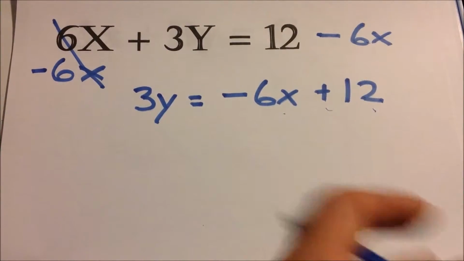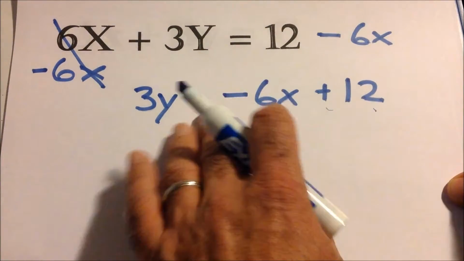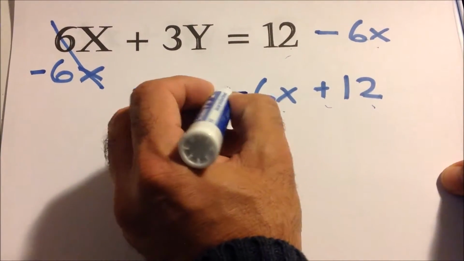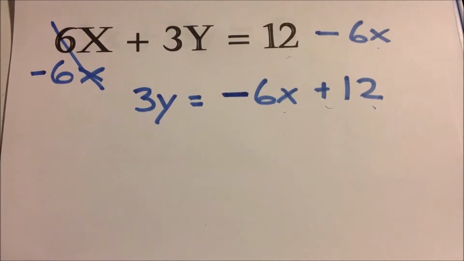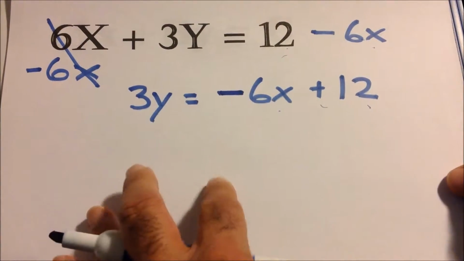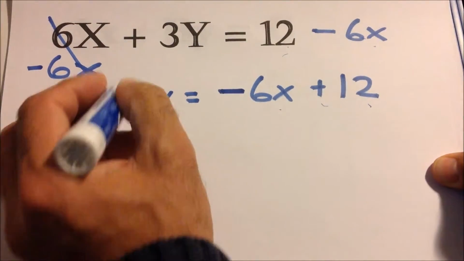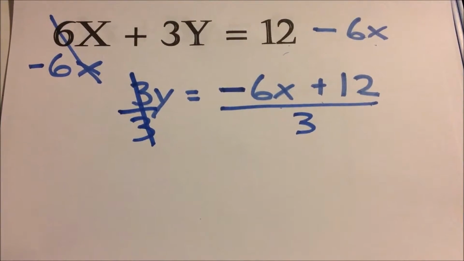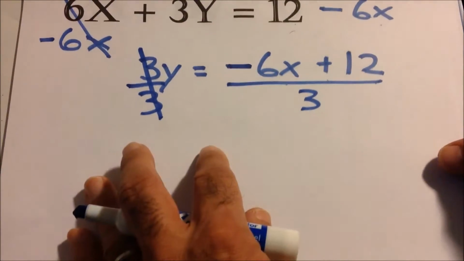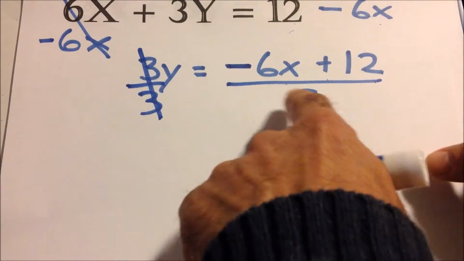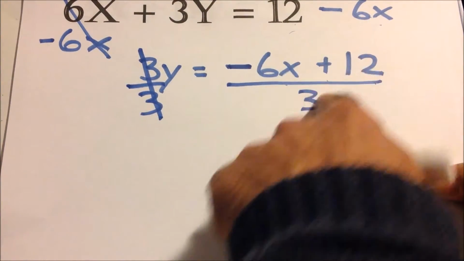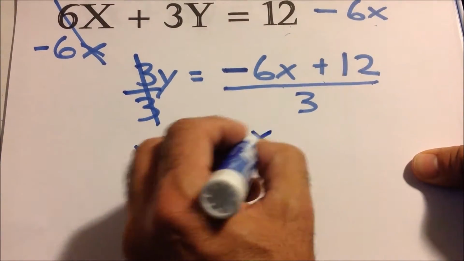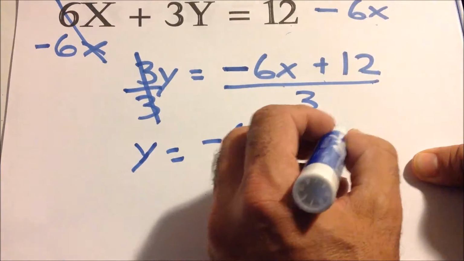Now, by convention, the way it's normally written, you want the x first. This is perfectly fine, but we normally write it like this. Now the y needs to be by itself, and it's not. The 3's in its way, so I'm going to divide the 3 out. Remember, whatever we do to one side, we do to the other. So let's lift this up now. What we're really doing is dividing both of these numbers: y is going to equal negative 6x divided by 3 plus 12 divided by 3.